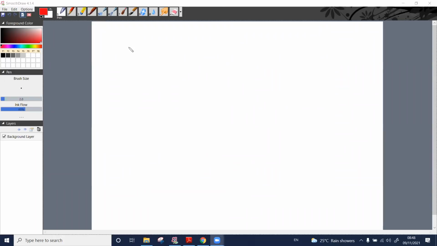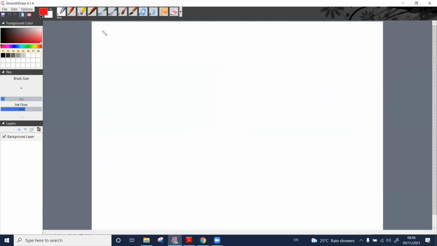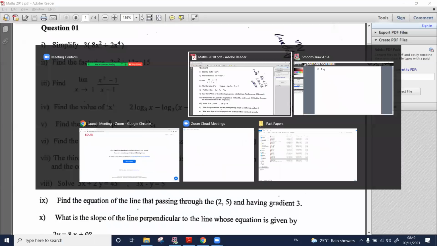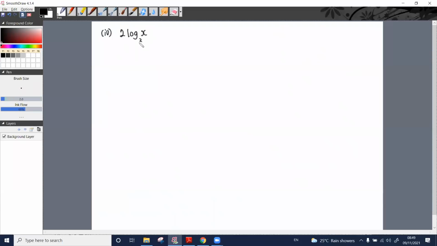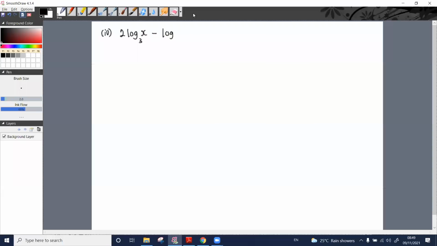Right, part 4. Find the value of x. This is from logarithm. 2 into log of x to the base 3, minus log of x minus 2 to the base 3, equals 2.